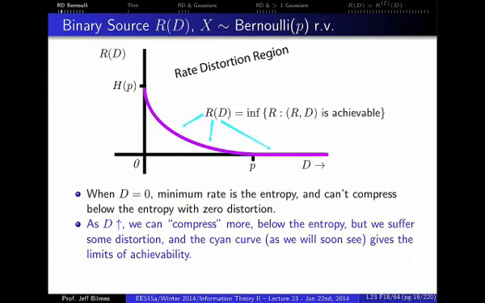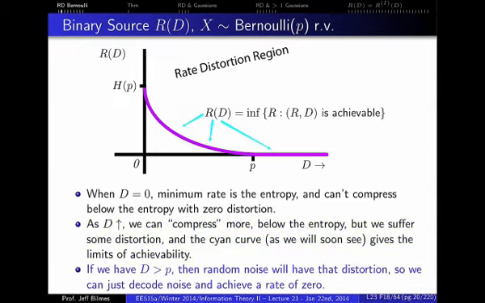We can compress more below the entropy, but we suffer some distortion. And the cyan curve eventually gives the limits of achievability. And then when, like I already said, D is bigger than the probability of the Bernoulli, then random noise or some other arbitrary thing can achieve that level of distortion. And so we can communicate or compress at a rate of 0.